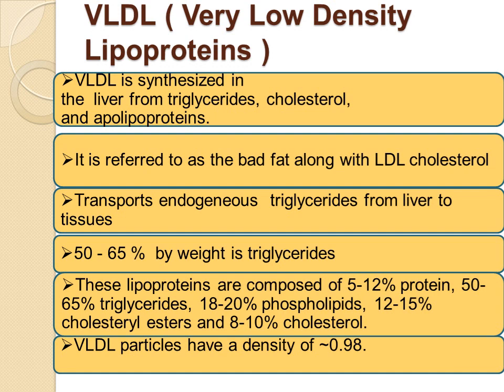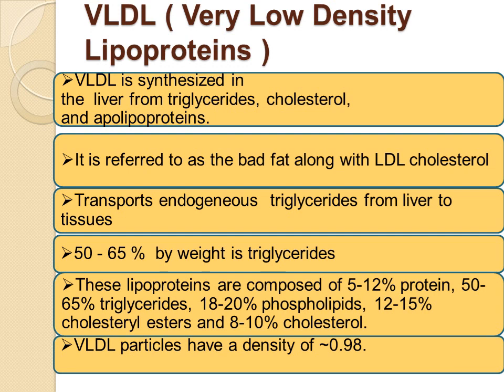50 to 65% of weight is triglyceride. نلاحظ هون نسبة الترايجليسيرايد أقل من الكايلوميكرون. These lipoproteins are composed of 5 to 12% protein. نسبة البروتين في very low density lipoprotein أعلى مما في الكايلوميكرون.